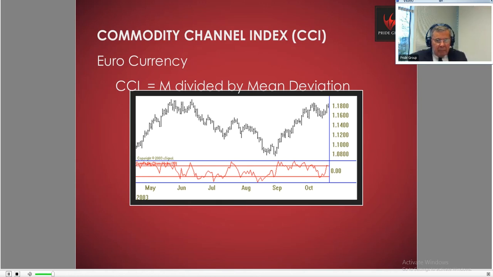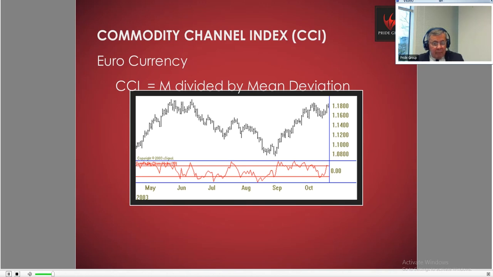Anyway, the problem with the momentum indicator, M, is that there's no upper and lower levels on the chart. No absolute levels up and down. So people vary this, and instead of going through details on everything, I'm just going to show you charts of some of the other oscillators that people use.